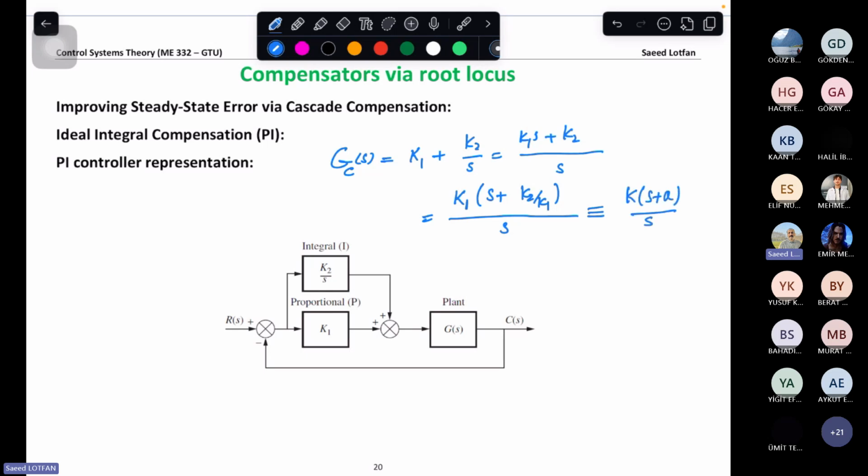This means that K2 can be bigger than K1 to make A very small. So we have the integration part and the proportional part. It is shown as a zero and a pole addition at the origin because when you sum them up, they can be written in this form. Otherwise, they are just one integrator and one proportional part. Any question? No question? Okay.